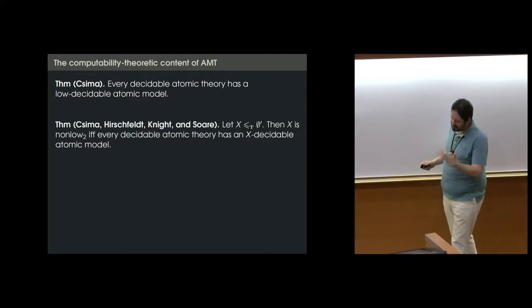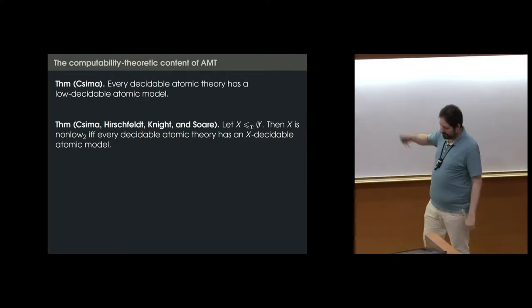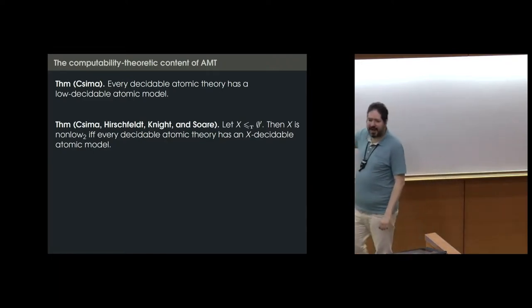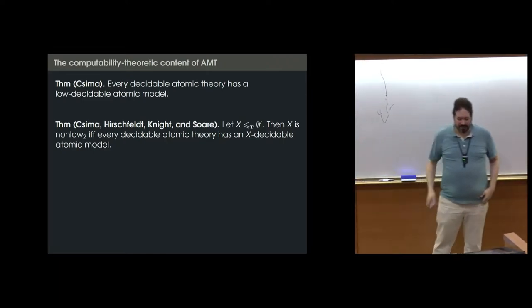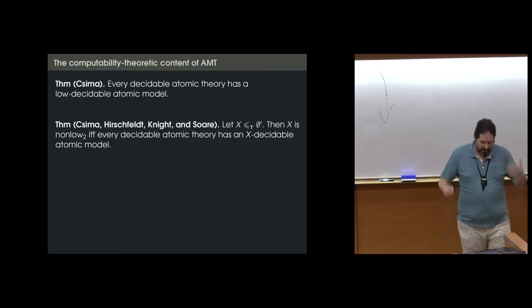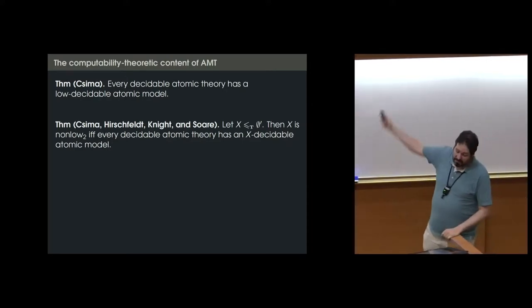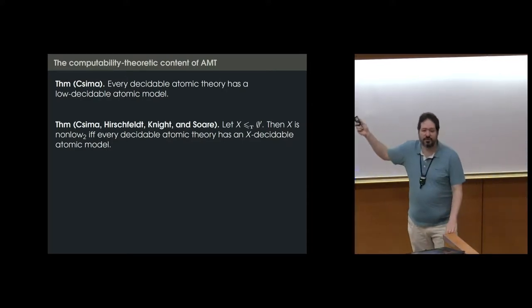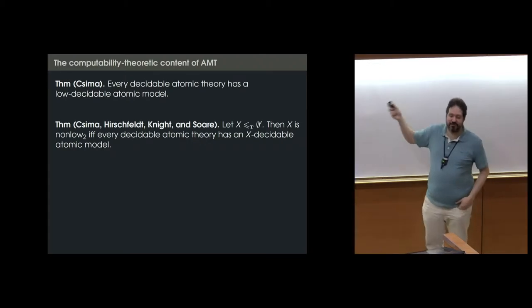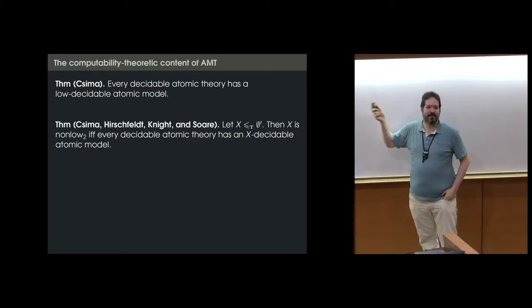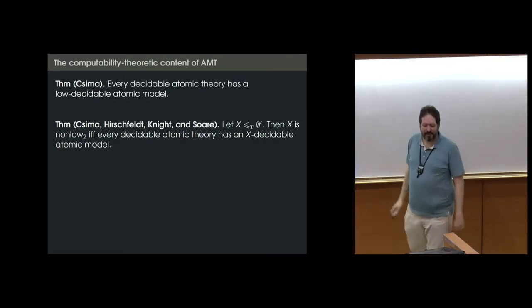So in particular, if you take something like a low PA degree, a low PA degree, of course, can find paths through trees, and so it's a realization of weak Koenig's lemma. You can build an entire model of weak Koenig's lemma below there. But here it's saying that no, this is not going to be able to find models of every decidable atomic theory. So this is a different kind of situation.